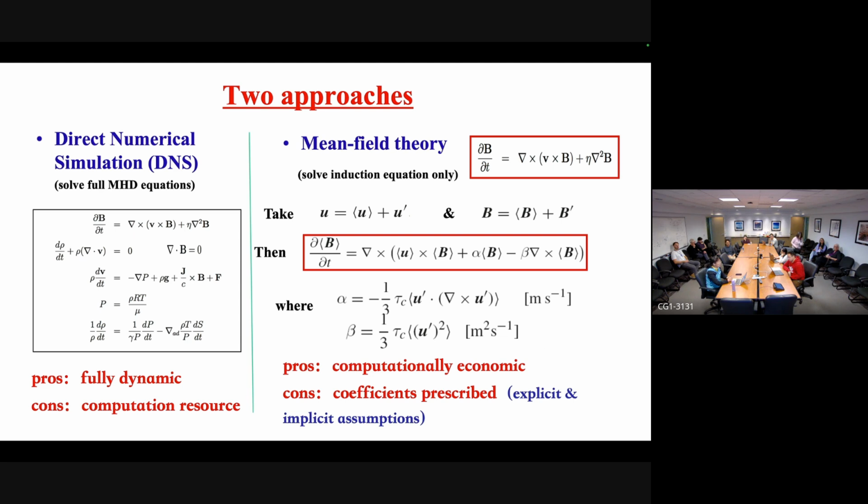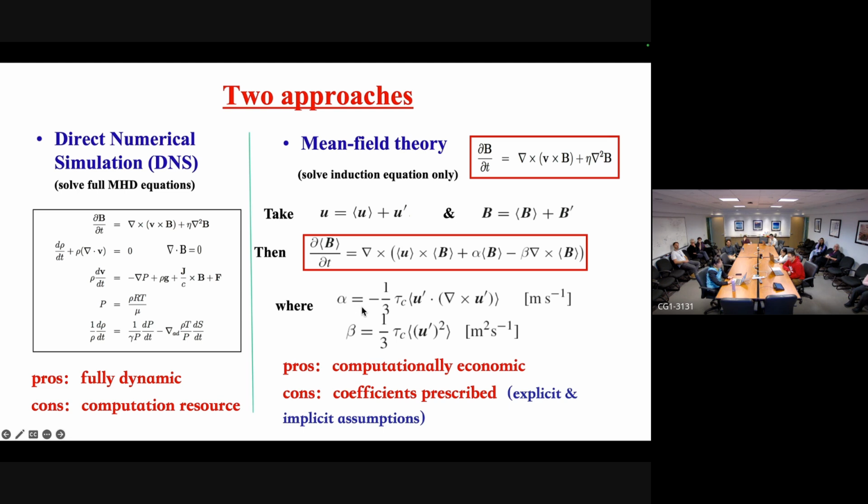Another approach is the traditional mean field theory. Basically, we only solve the induction equation. We decouple the magnetic field into large scale and small scale, and we only solve the equation of the large scale magnetic field. Then the small scale field comes in as parameters, like this alpha and beta. The advantage of this approach is that it is computationally very economic, so you can simulate for millions of years. But the disadvantage is that we basically have to prescribe the coefficients like alpha and beta, like traditionally we prescribed in this way.